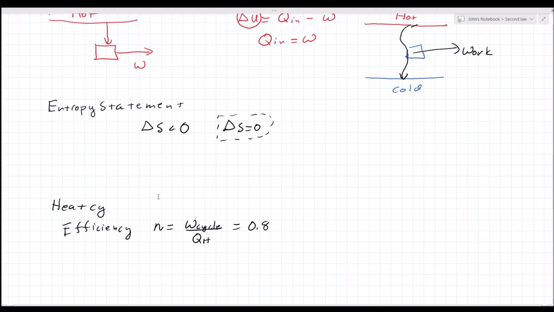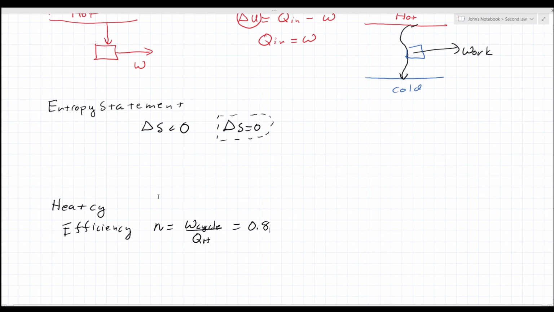The heat cycles we'll cover, such as the refrigeration cycle, heat pumps, and just the general heat cycle, we will cover in a later video. This is just an introduction to the second law of thermodynamics. But there's one topic we have left to cover.